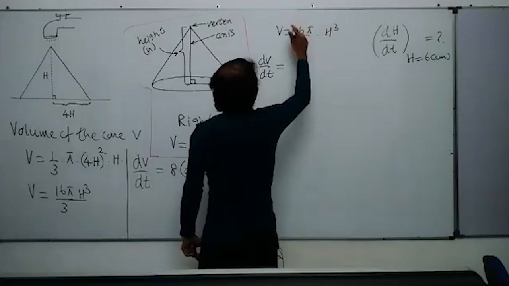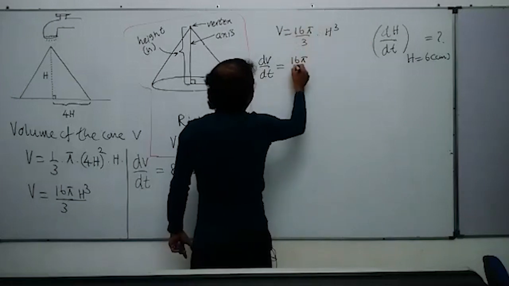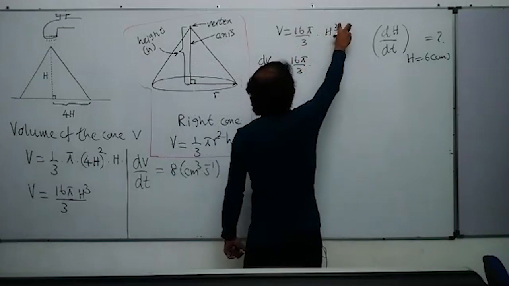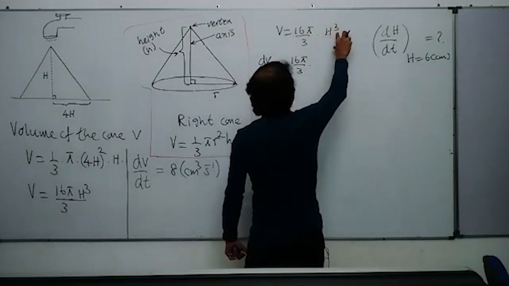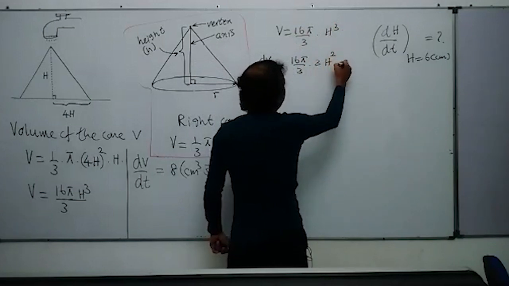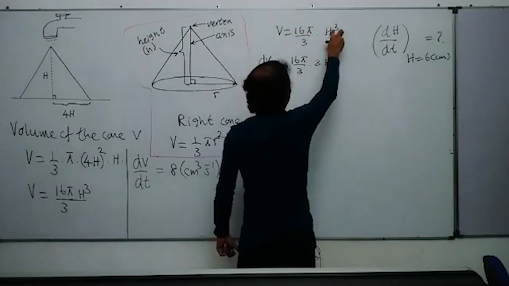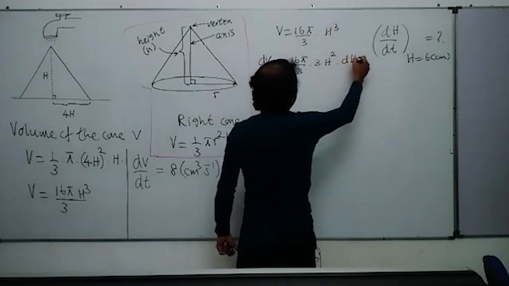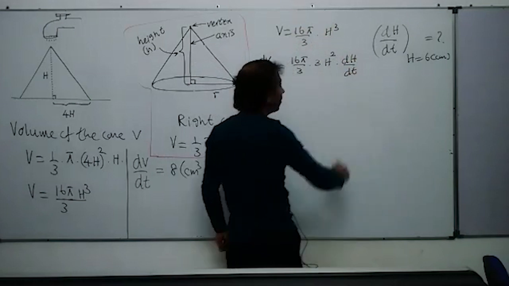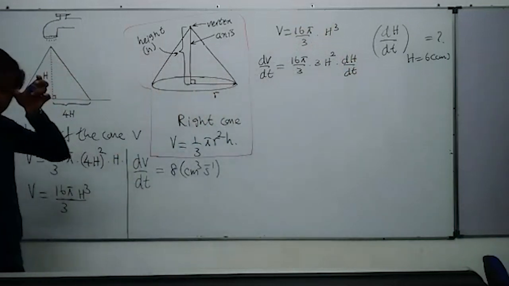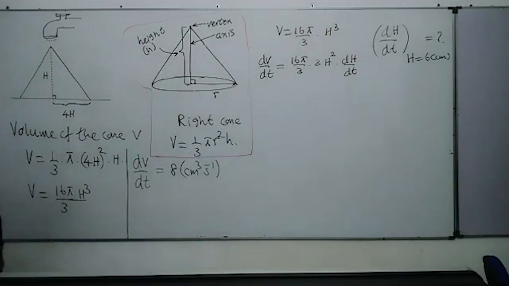This is a constant, people, 16 pi by 3. Now we have to differentiate this. When we differentiate this, people, we have to start from this power 3. 3 h squared. And now you should multiply that by the derivative of h with respect to time t. That is nothing but dh by dt. We apply the chain rule, but I am not going to show that application of chain rule as another separate step. We'll write like this.